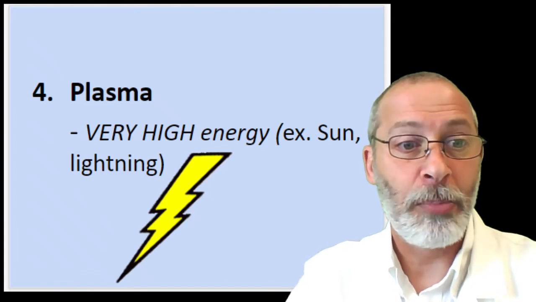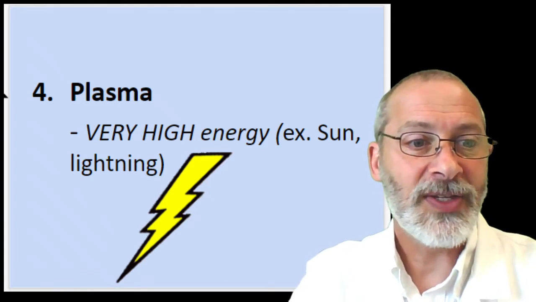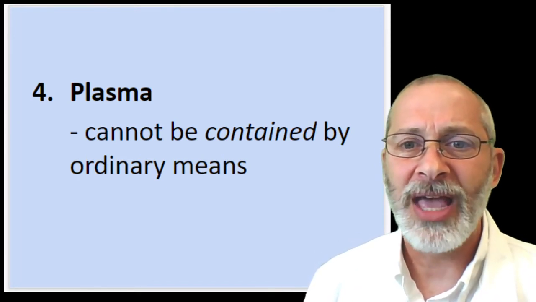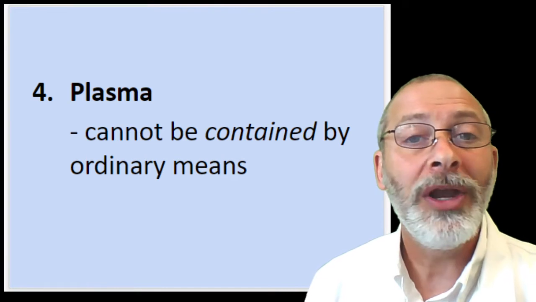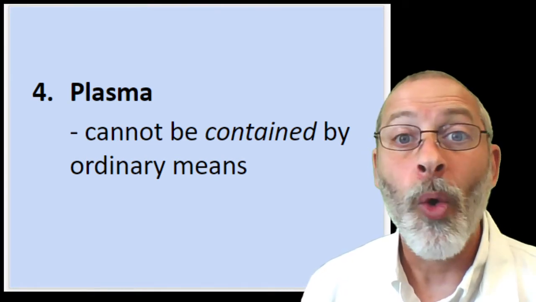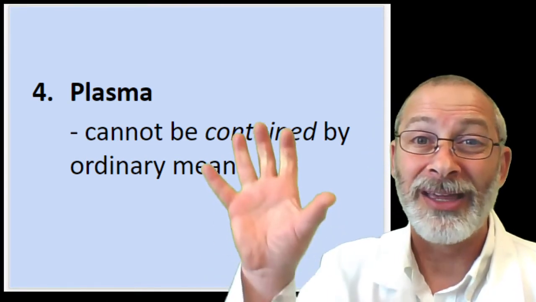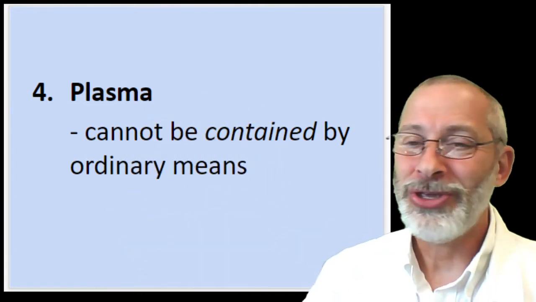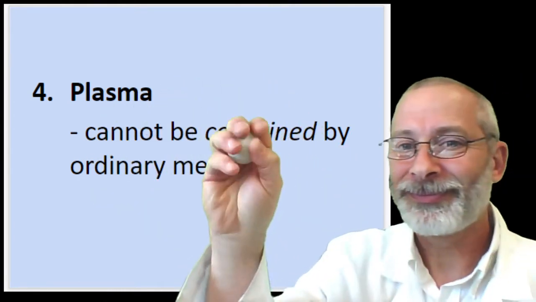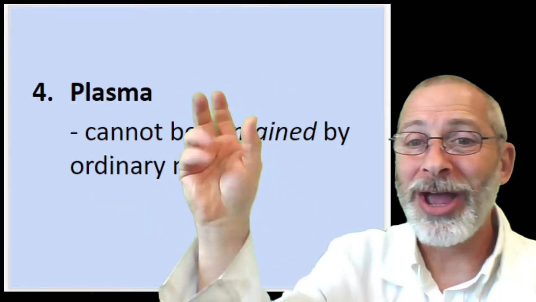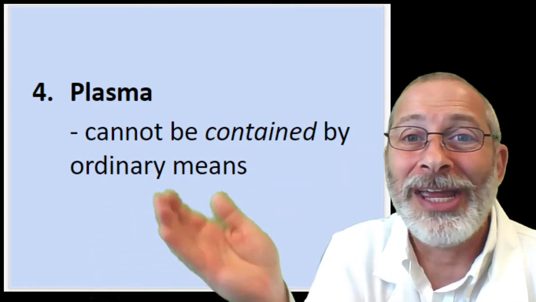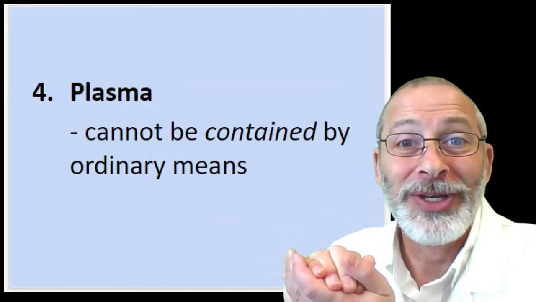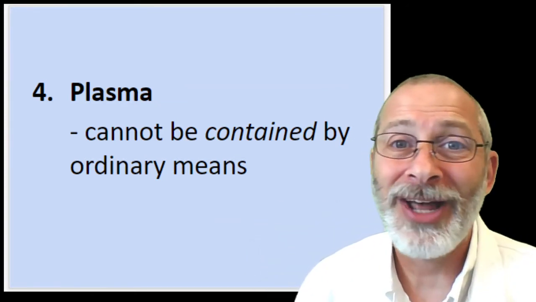So here we've got plasma, the fourth phase of matter. And plasma is really not something that can be contained by ordinary means. And by ordinary means, I mean like grabbing onto it. You can't grab onto plasma and hold on to it. You can grab onto a solid and hold on to it. You can grab onto a liquid and hold it in your hand. You can grab onto a gas and hold on to it as well. You don't want to hold on to plasma, folks.